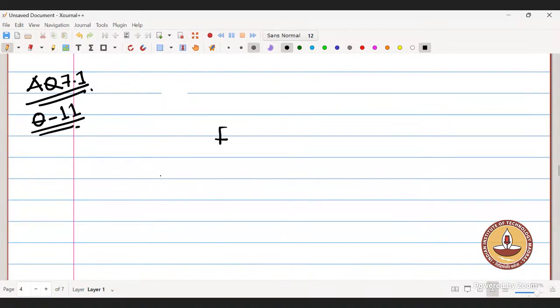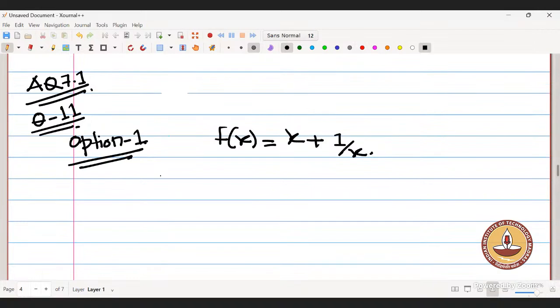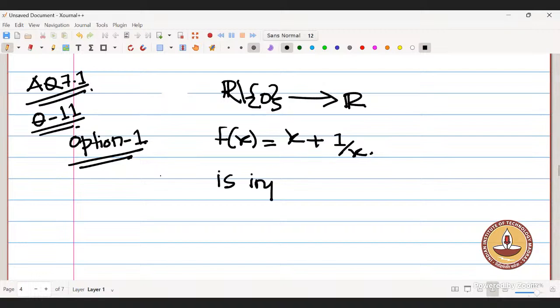So I'm considering a function f of x, which is basically x plus 1 by x. And I'm considering this function with respect to some different domain. For option one, I'm treating this f of x equal to x plus 1 by x as a function from R minus 0 to R. And option one is asking whether, if I consider this function from R minus 0 to R, this function is injective or not. Any idea how I can solve this question?